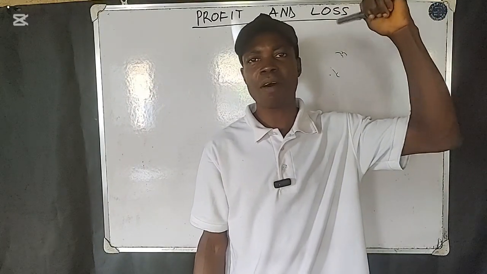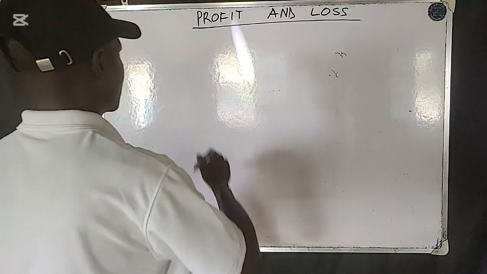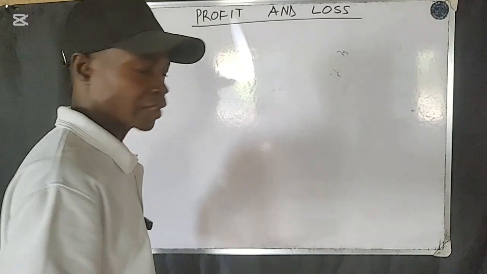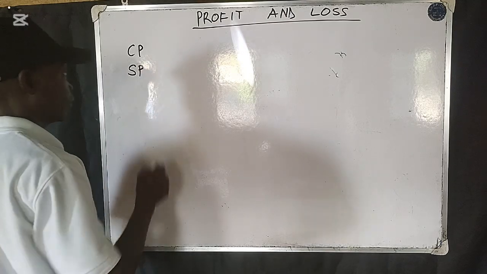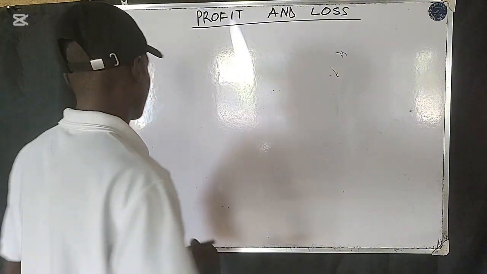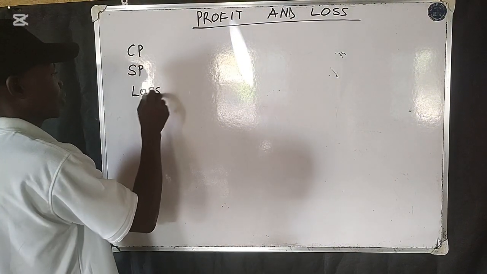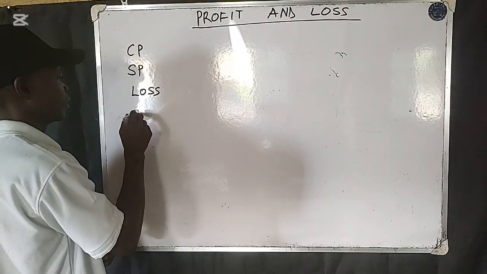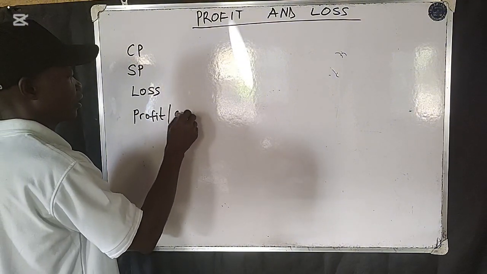Let us dissect profit and loss. When it comes to profit and loss, we can have what we call cost price, the price you buy something, and you can also have the selling price. You can be asked to calculate cost price, selling price, loss, or gain. You can call it profit. They can also call it gain.